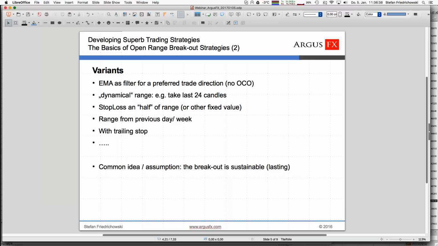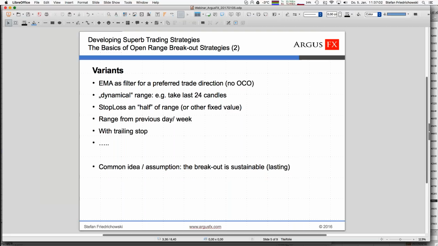Or you might change the strategy by using another stop loss setting. For example, just half of the range, so not the other side of the range as a stop loss, just half of the range or any other fixed value. So I don't want to use that as a degree of freedom. Just set a value and then investigate whether that is good or not.